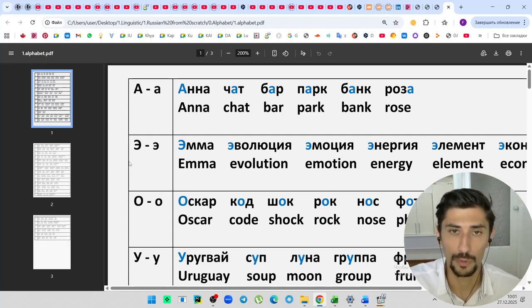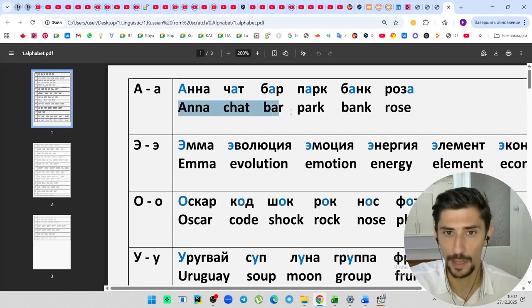The majority of them have the same equivalent. For example, the first letter is always pronounced like A, not sometimes like in English, but always like A. At the bottom we have English words and at the top we have Russian equivalents. So Anna: this letter is not H, it's pronounced like N. So this word is pronounced Anna.